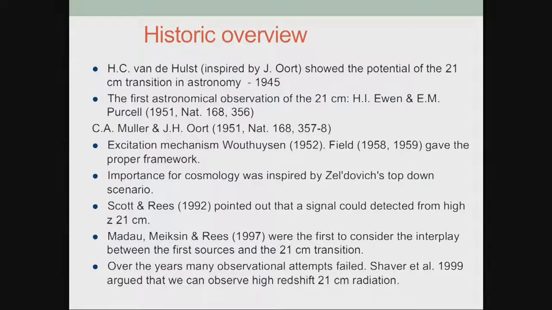And then again, Oort talked to a physicist who was, I think, in Amsterdam. This is a Dutch name. You should pronounce it Wouthuysen. I didn't know this before going to the Netherlands. He proposed a mechanism for excitation, and I'll show you his paper.